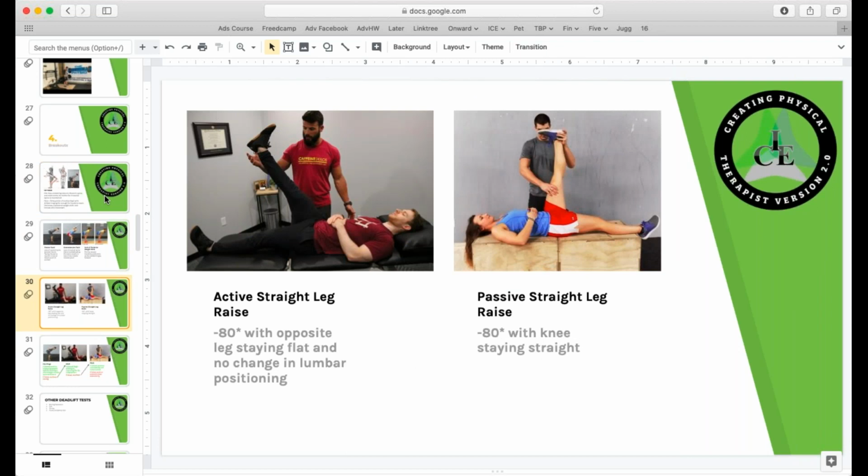To do that, I'll look at the supine active and passive straight leg raise. For the active straight leg raise, one leg stays flat on the treatment table. The athlete keeps the other leg straight, knee straight, and lifts it as high in the air as they can. I want to see an 80-degree hip flexion angle there, and we can look at that actively and passively.